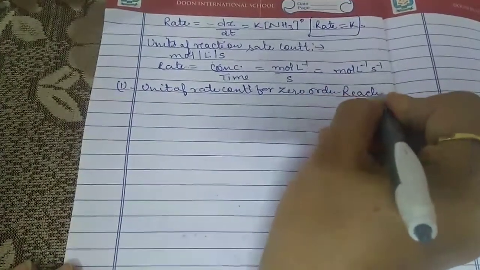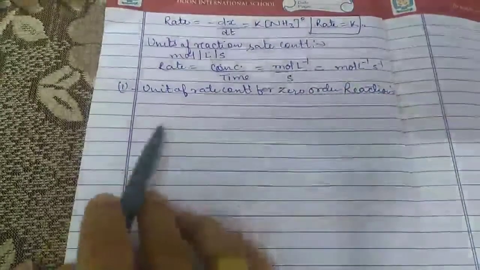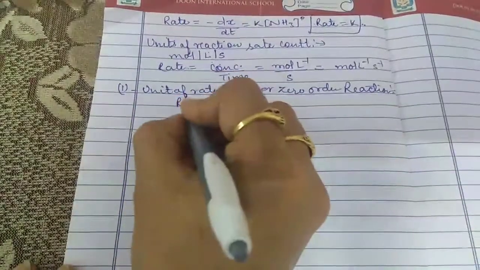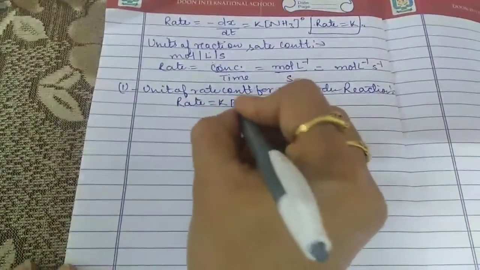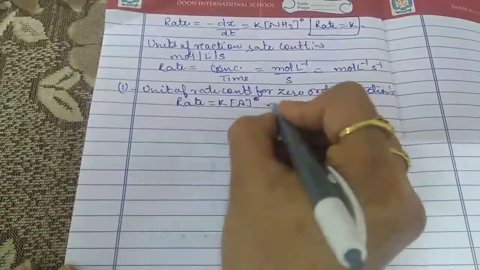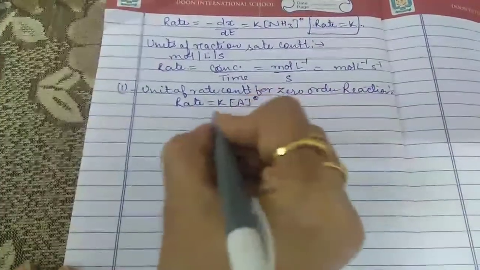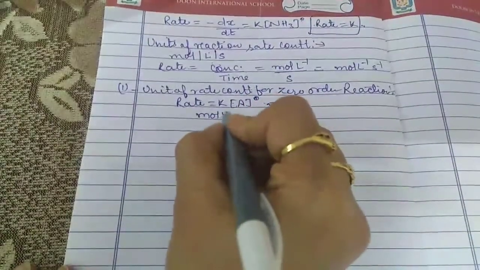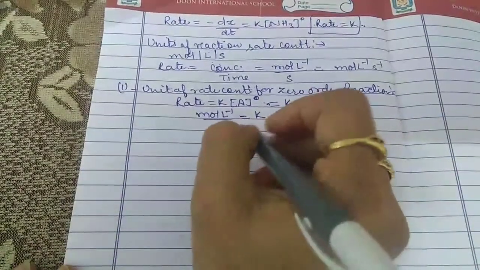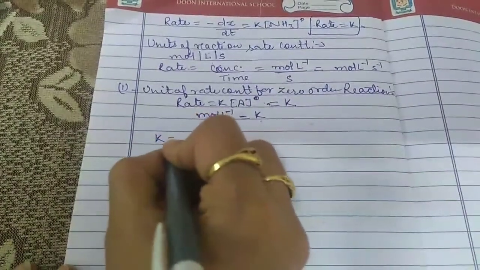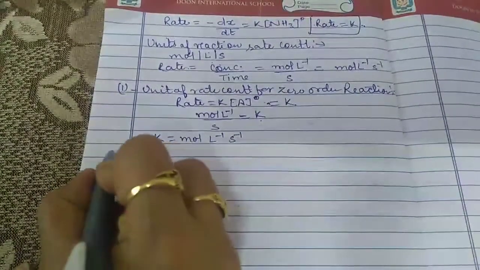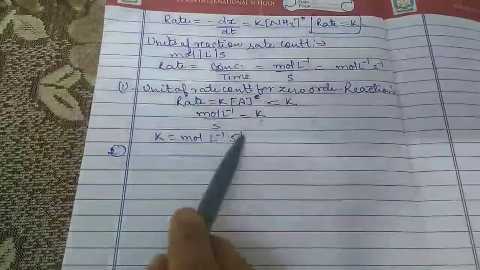So first of all, we have to find out the unit of rate constant for the zero order reaction. For zero order reaction, the rate may be expressed as rate is equal to K, since the concentration raised to the power 0 is 1. So rate is mole per liter per second is equal to K. This is the unit. So the unit of K is mole per liter per second.